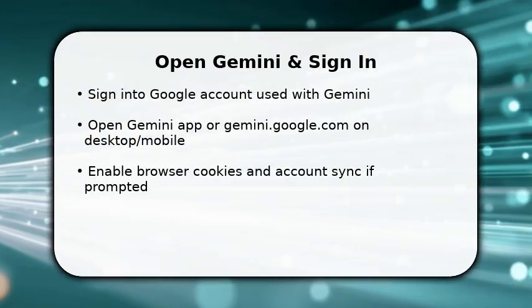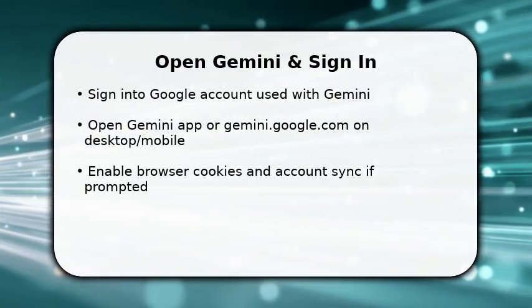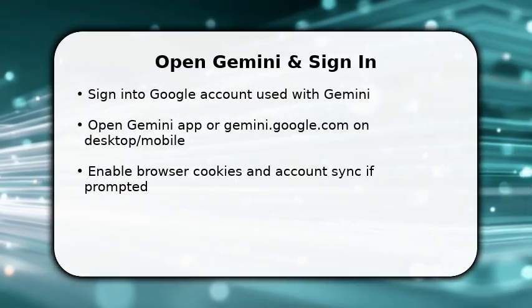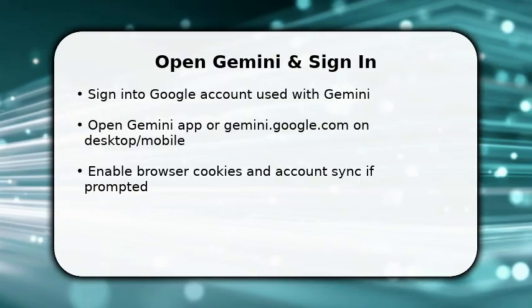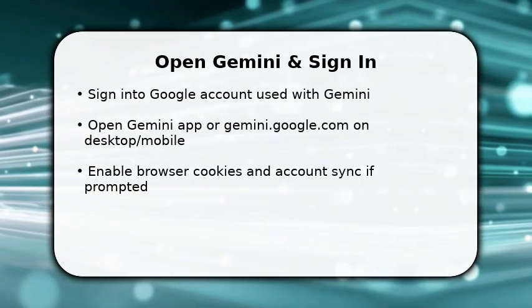You start by opening Gemini and signing into the Google account that stores your activity. Once signed in, make sure to grant any requested permissions so Gemini can display history tied to that account. You want cookies and sync enabled. They let the service correlate devices and searches.